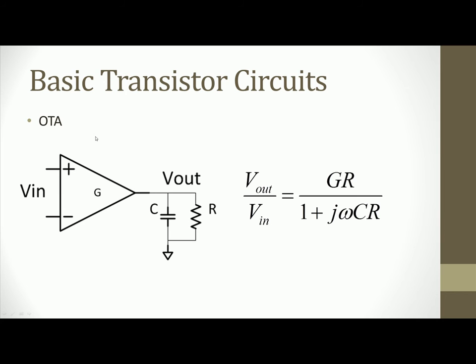For the OTA, it's basically a low pass filter characteristic. So I will just assume that the V-in is the differential mode input, and the transconductance of the OTA is G, and we can get this kind of formula with capacitor load C and resistor load R.